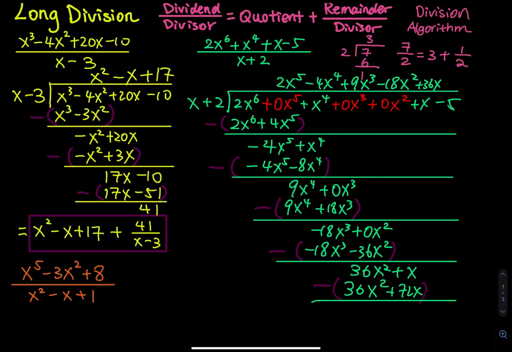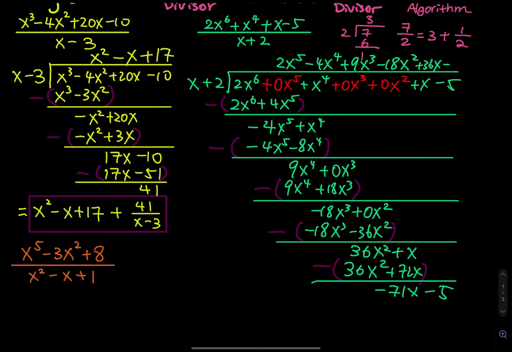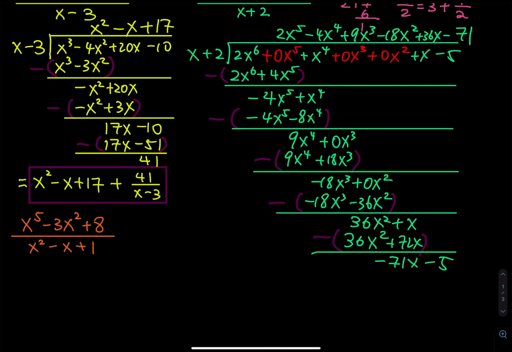1 minus 72 is negative 71, so you have a negative 71x. Pull the last term down, 5. And then the last term must be minus 71, so you have a minus 71x. Minus 71 times 2 will be minus 142. And then you subtract this. Negative 5 plus 142, that is 137, right? So the remainder is 137.